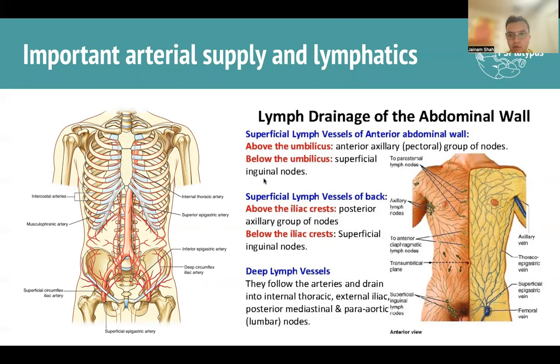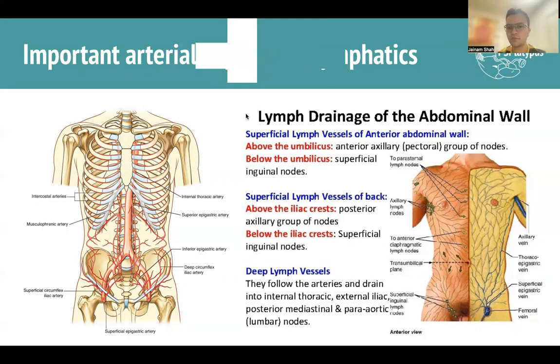Lymphatic drainage wise, again, this image contains a bit more information than you would ever need. The main interesting thing I wanted to show you was the relationship with the umbilicus. So if you have any pathology that is above the umbilicus, it will tend to drain upwards into the axillary group of nodes. Whereas if you have any pathology that arises below the umbilicus, it's more likely to drain downwards into the superficial inguinal nodes. And then you've got a similar distinction with above the iliac crest and below the iliac crest, but those are not as important as the umbilicus, because I've seen a couple of questions come up on it when it comes to lymphatic drainage of cancers or infections.